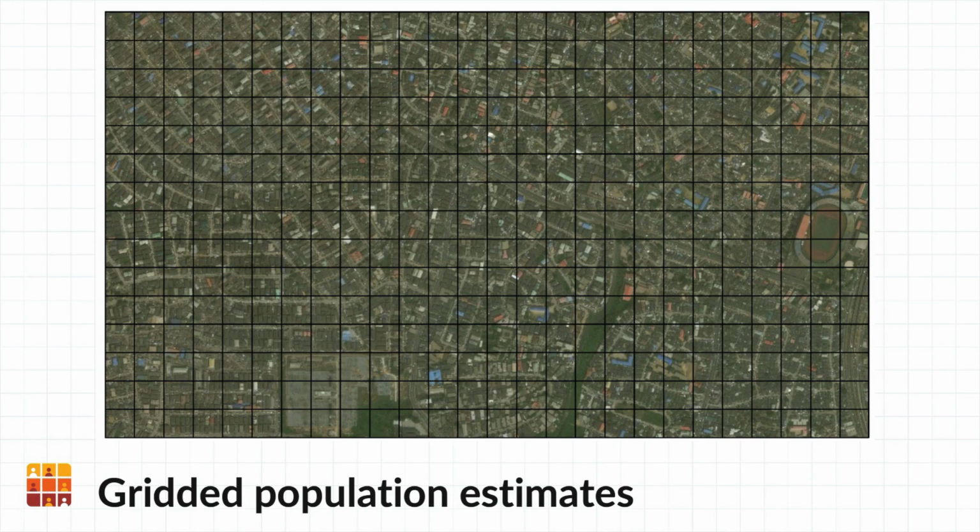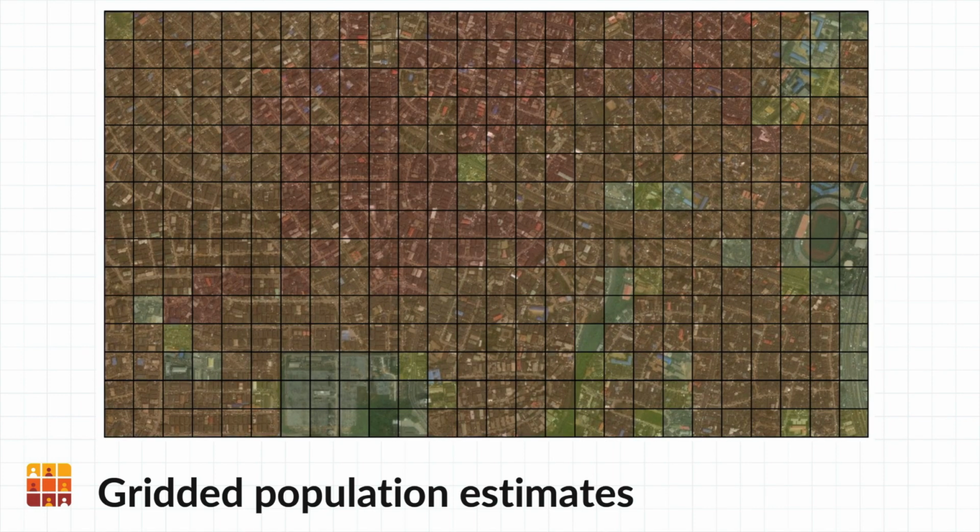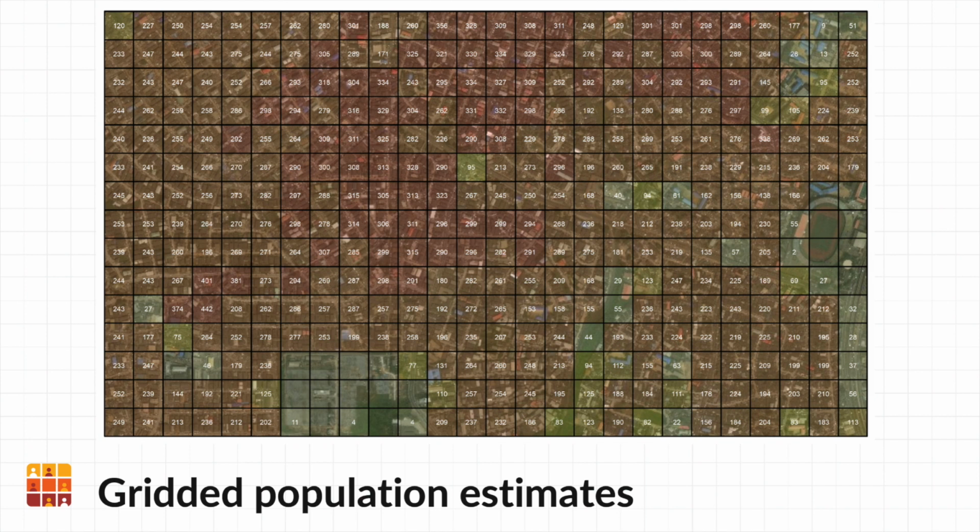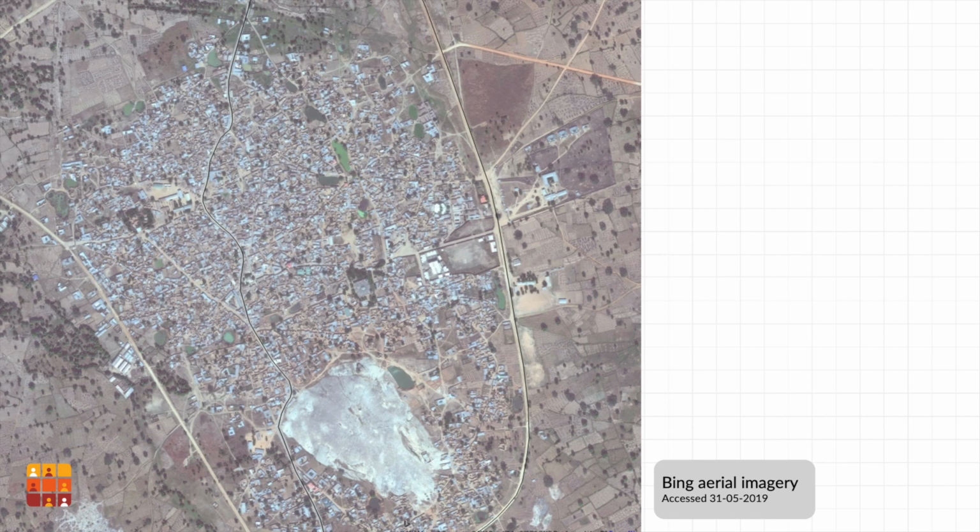For demographic data, this value would be population count. So each grid cell holds the population living in that grid cell. So let's take an example.